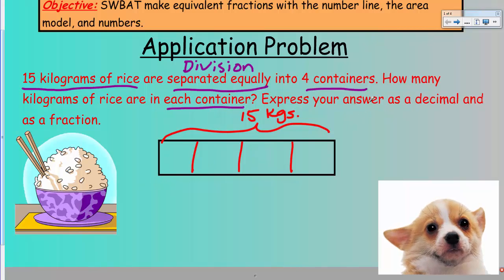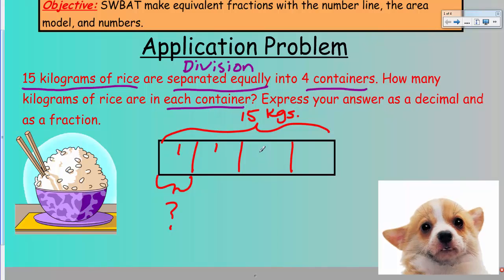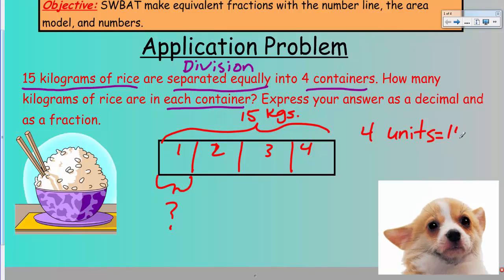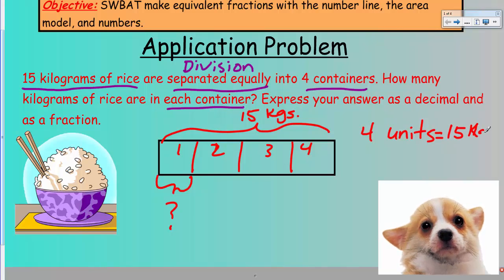Now what it's asking us is how many kilograms of rice are in each container. So in essence, I don't know what the value of this 1 unit is going to be. I do know that 4 of the units, 1, 2, 3, 4, going across, equals the whole. So I could put this on the side here. And that, of course, is going to equal our 15 kilograms. Oop, learning how to spell.